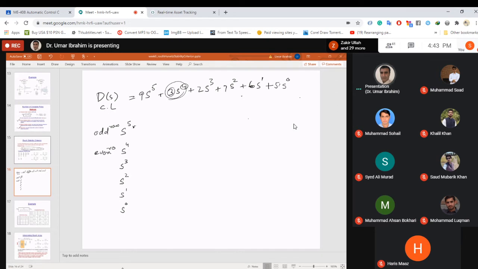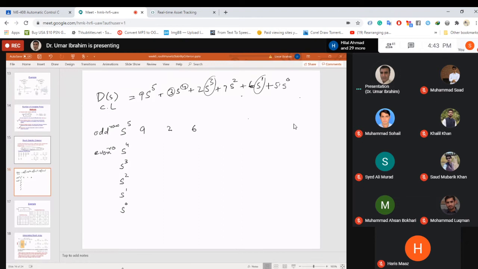Now this row will only have odd power coefficients. So odd power is s raised to the power 5, s raised to the power 3, s raised to the power 1. So the power of these three terms is odd. And I'll write these coefficients. First coefficient, highest coefficient is 9. The second coefficient, of s cubed, which is odd power, is 2. The third coefficient, of odd power, is 6. Clear till here, students? Yes, sir.